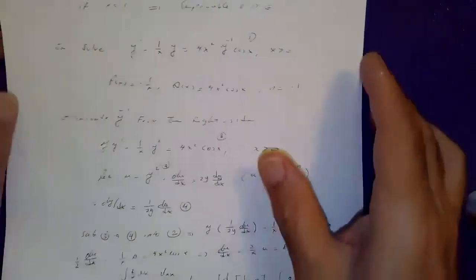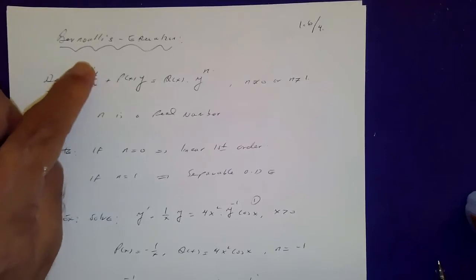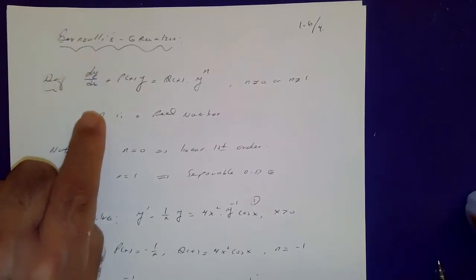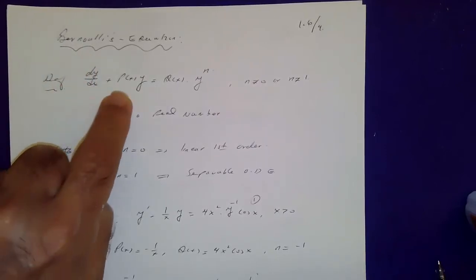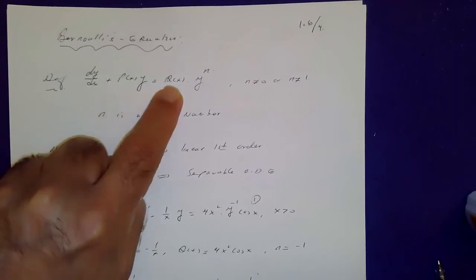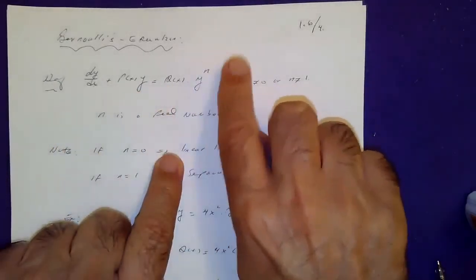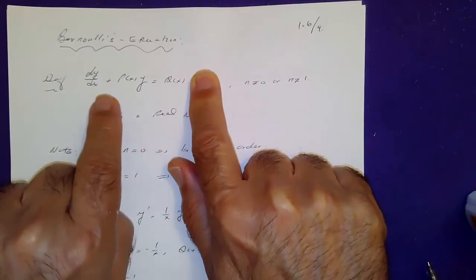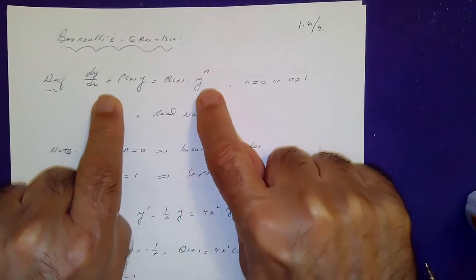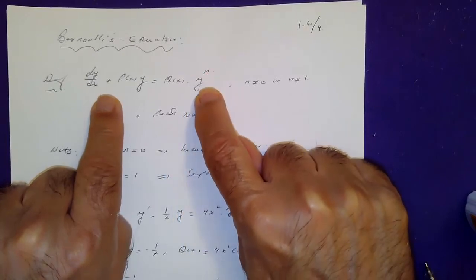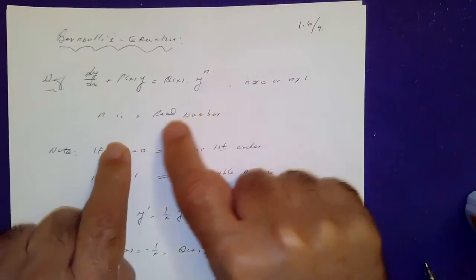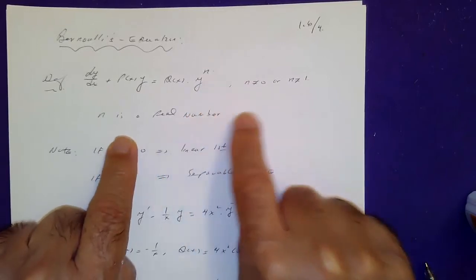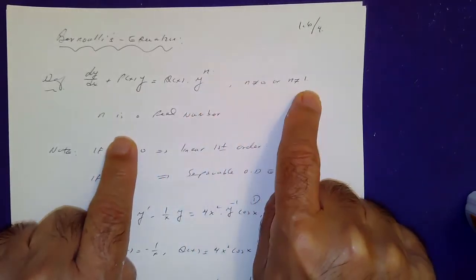The next one is called Bernoulli's equation, and it looks like this: dy dx plus p of x times y equals q of x times y to the n. Notice without the y to the n, this would look like a first order linear equation. However, we have a factor of y to the n, where n is any real number except 0 and 1.